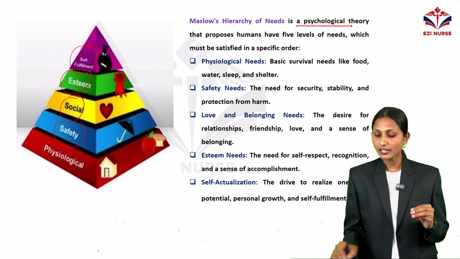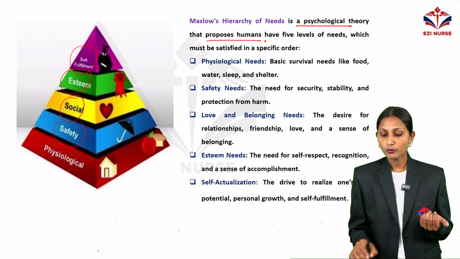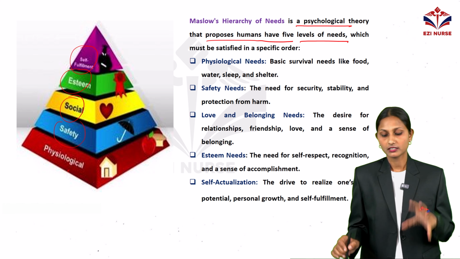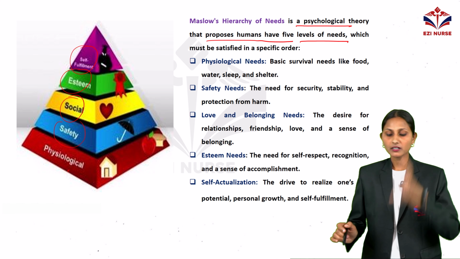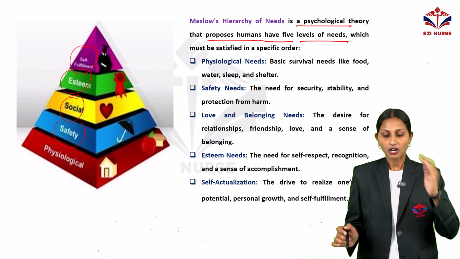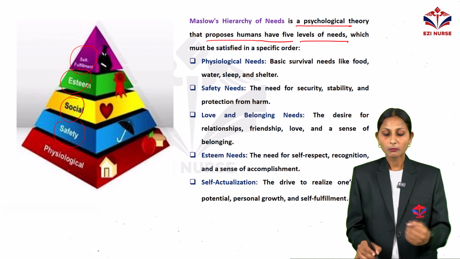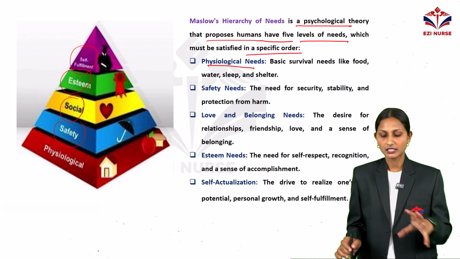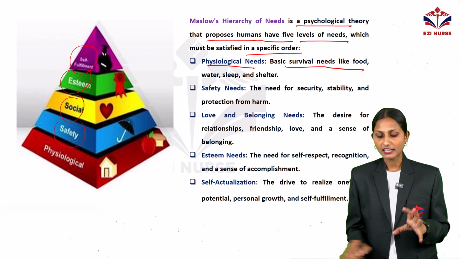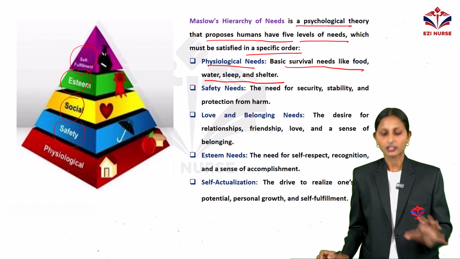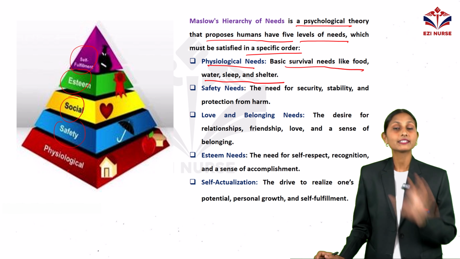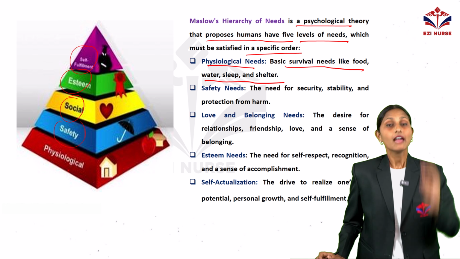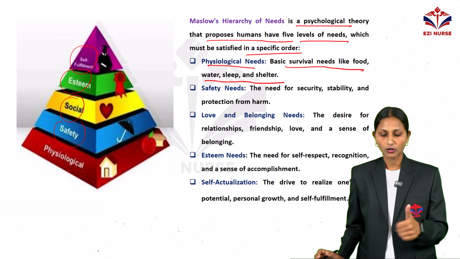It is a psychological theory that proposes humans have five levels of need. Maslow divided these needs according to level, which must be satisfied in a specific order. The first one is the physiological need. These are basic survival needs like food, water, sleep and shelter. This is the basic need. Without that you cannot survive. Those things come under the physiological need.